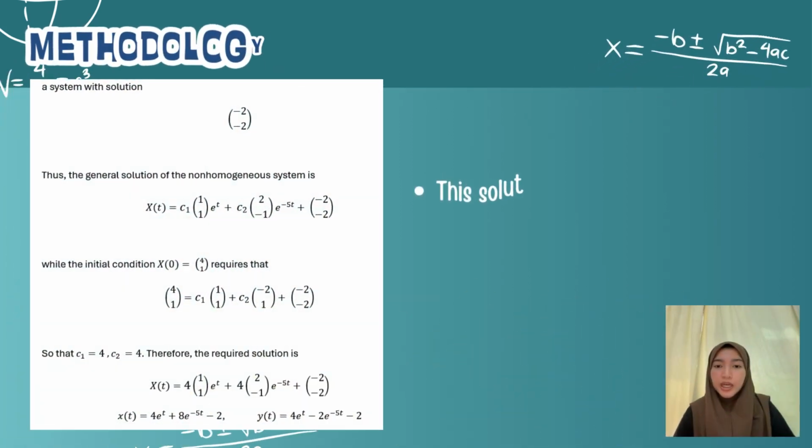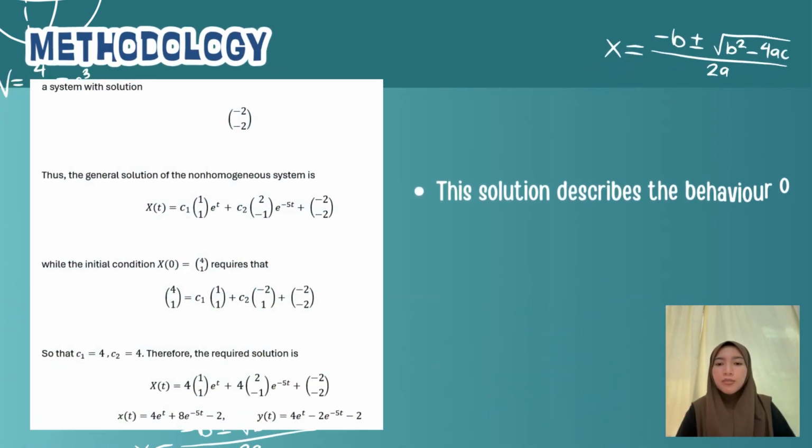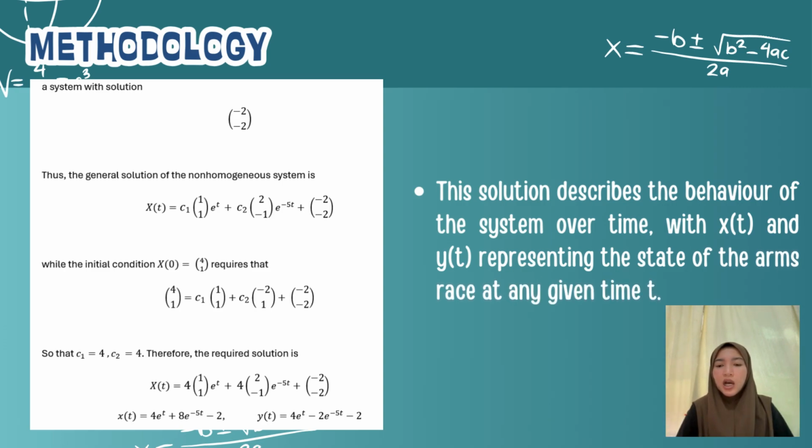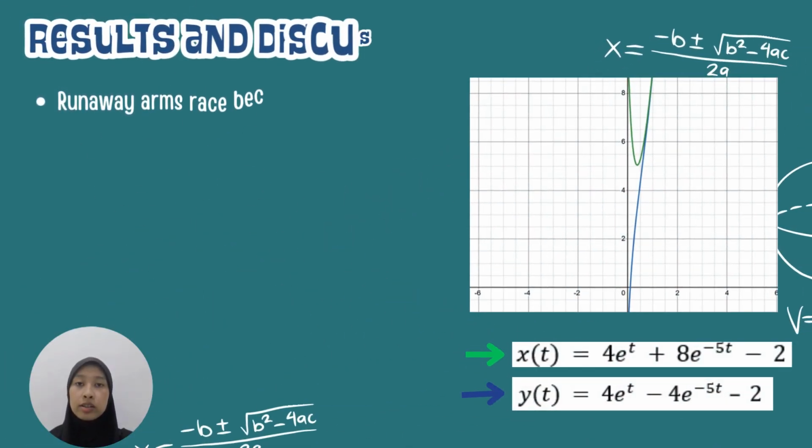From this slide, we have successfully derived the solution that models the behavior of our system over time. This solution provides a comprehensive understanding of the system's dynamics, illustrating how the state variables xt and yt evolve over time. By solving this system, we gain insight into the stability and behavior of the arms race model we are analyzing. Moving on to results and discussion.